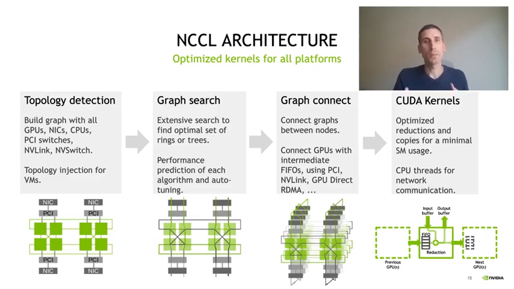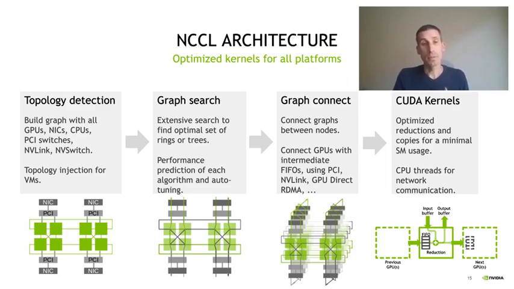So the search will look within the node and try to find how to maximize the performance of the collective operations and find optimal paths for different algorithms like rings or trees. And then it will also predict the performance of each of those algorithms to make sure we can tune things correctly to use the right one at the right size.